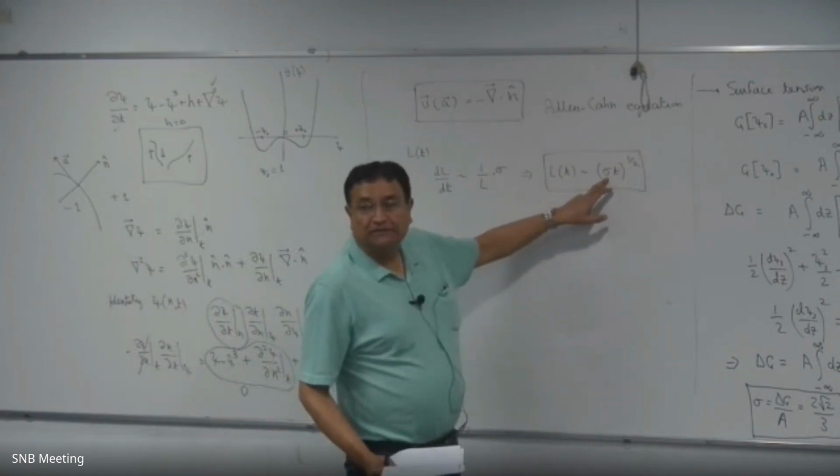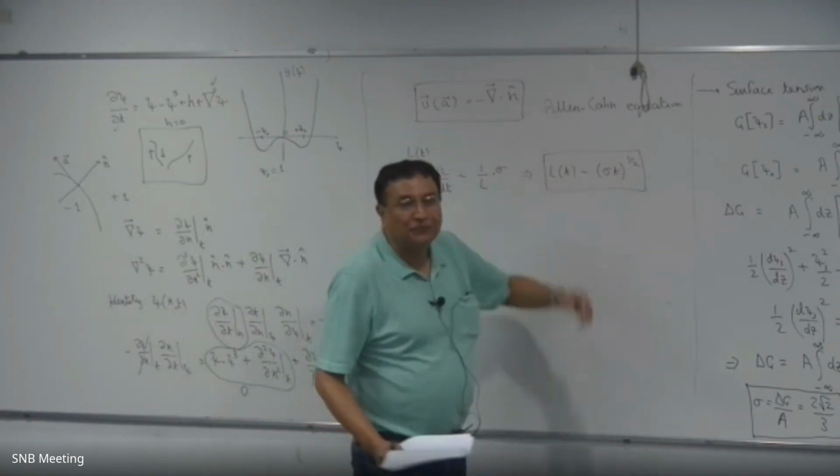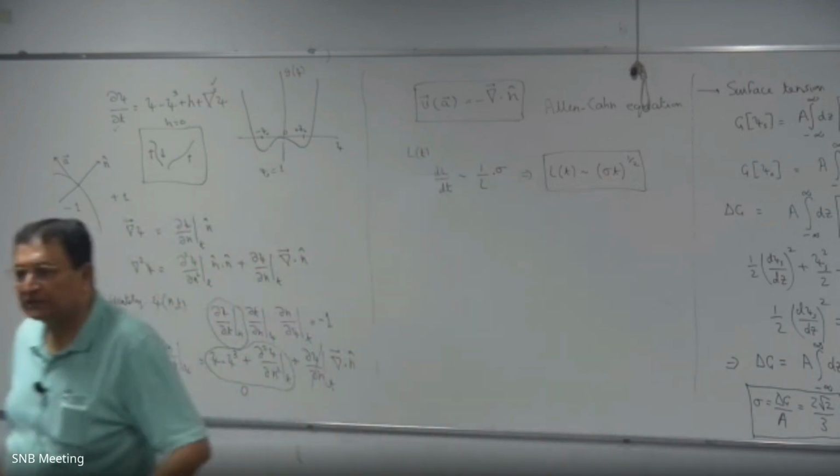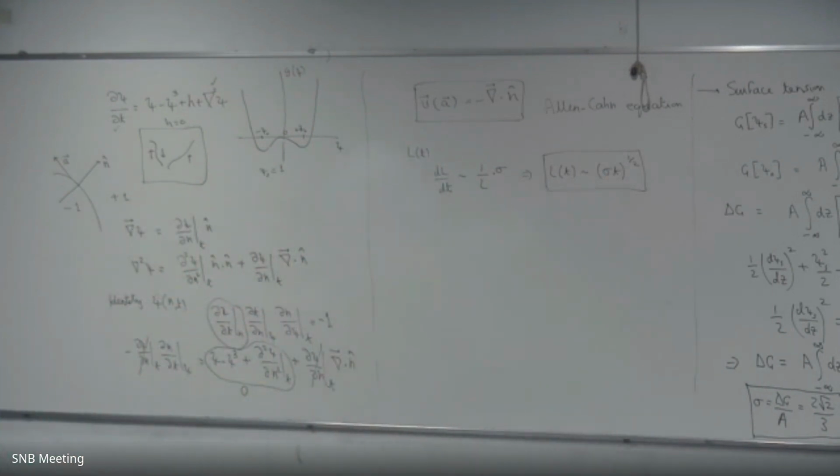Sigma is the surface tension. Without surface tension, there won't be any growth at all. The higher the surface tension, the faster the growth. That's the inverse scale of the time, basically. Okay, are there any doubts about our derivation?